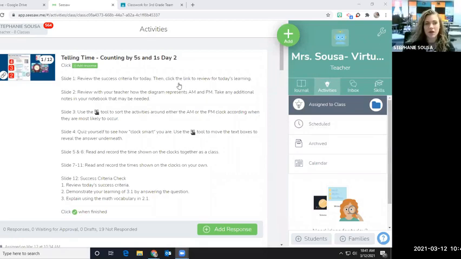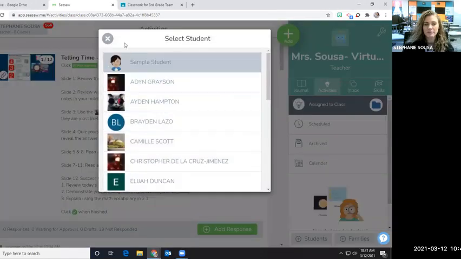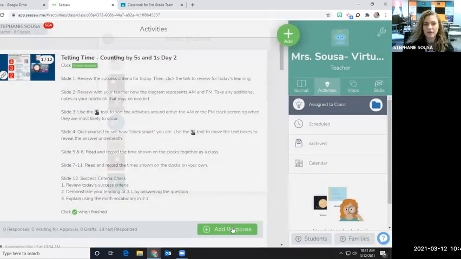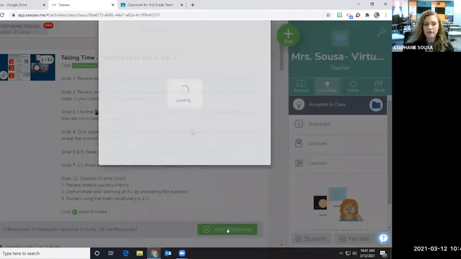Here we go. Okay, telling time, counting by 5s and 1s, day 2. Go ahead and go to that activity, please. We are going to take a look at telling time, counting by 5s and 1s, day 2. We have some slides that we're going to work on together, and then you have some independent slides that you're going to complete. Okay, go ahead and click on that add response, por favor.